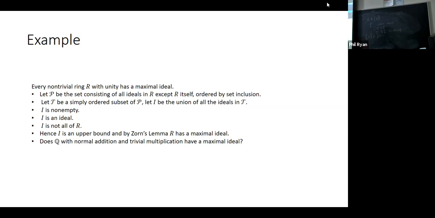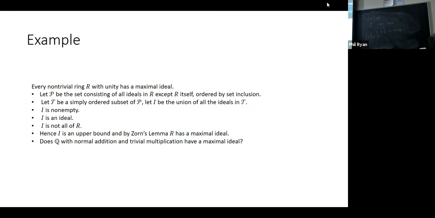The second thing we have to check is multiplication by R. Well, again, if we take an element of I, it has to lie in some ideal. So if we multiply by R, it has to remain in that ideal. So I is an ideal.